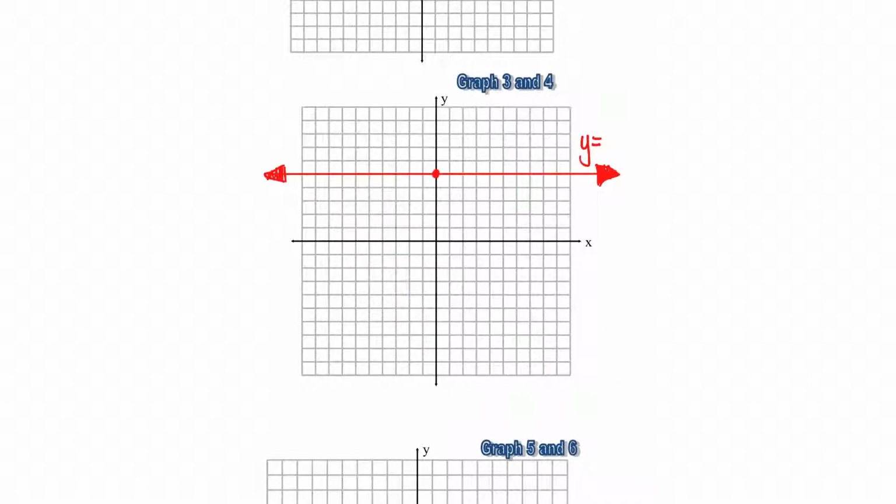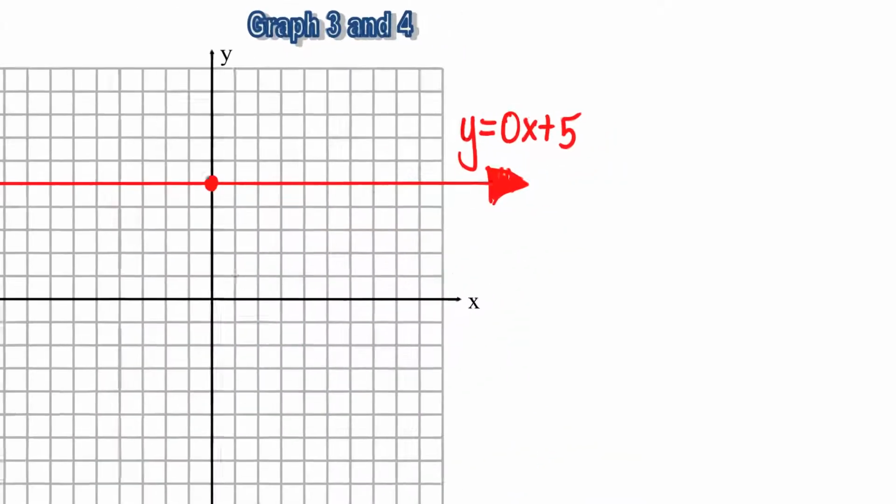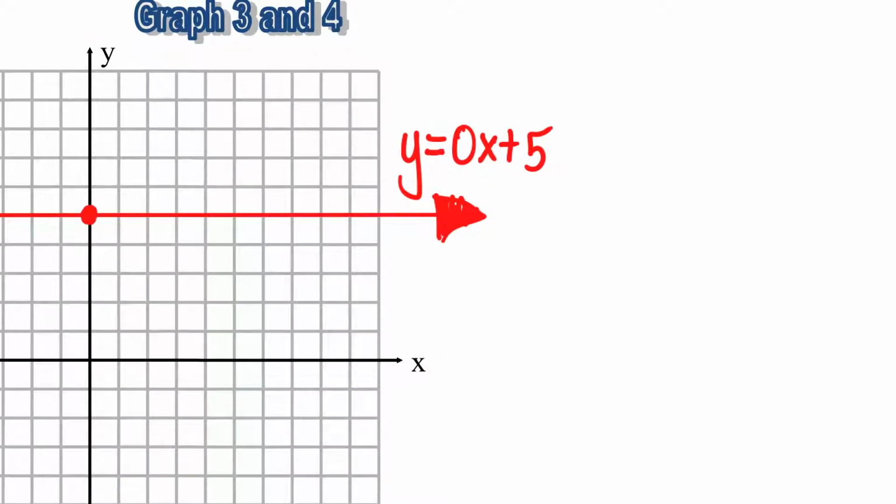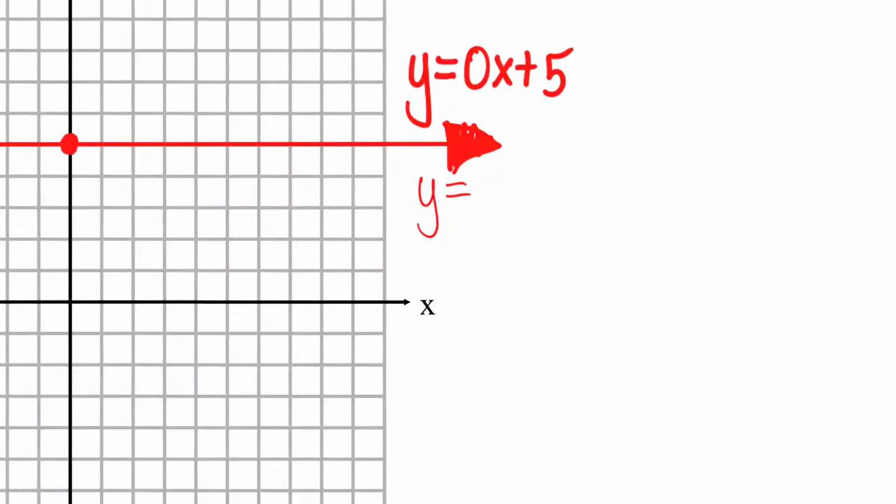Y equals, okay, what's the slope of this line? 0. Y equals 0x plus 5. Which, okay, 0 times anything is what? 0. So it doesn't matter what x is. That term right there is going to go to 0, right? So really, if I take that out, what would it be? Y equals 5.